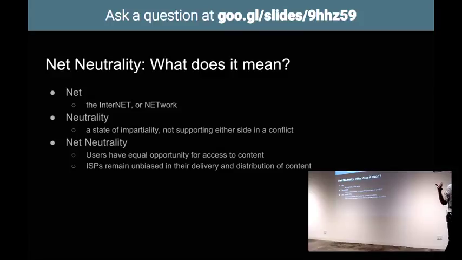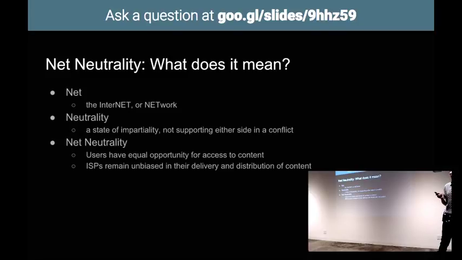First part might be a little bit intuitive. Net, internet. You've got network. And what is the internet if not a network of computers hooked together, a network of people connected together? Then if we just think about the more traditional definition of neutrality, meaning impartiality, meaning when faced with conflict, you don't side with one side or the other. You're neutral.